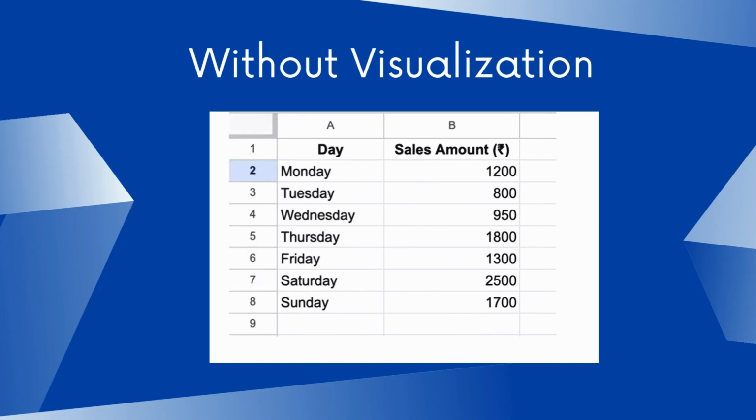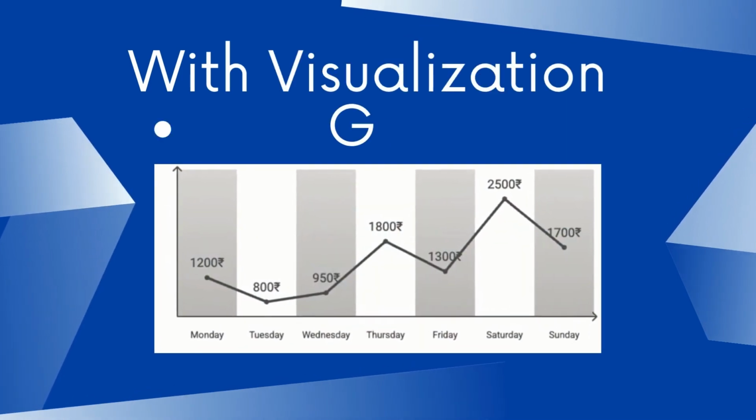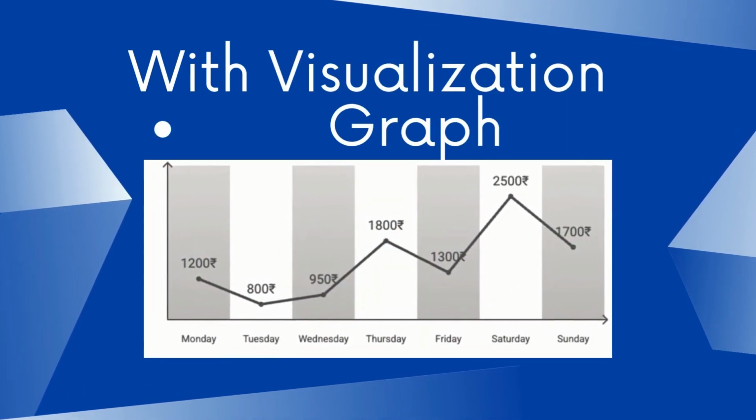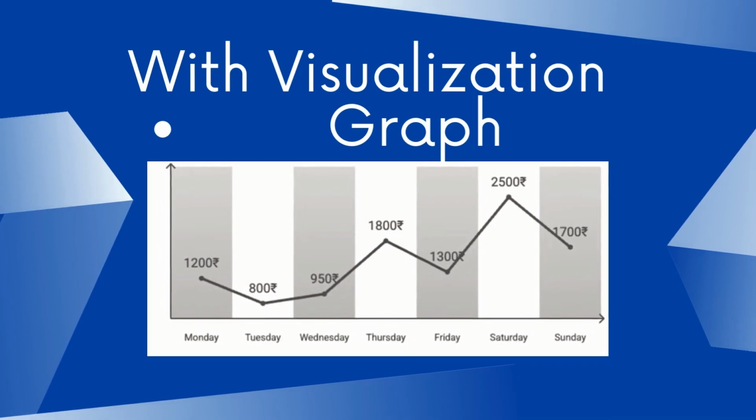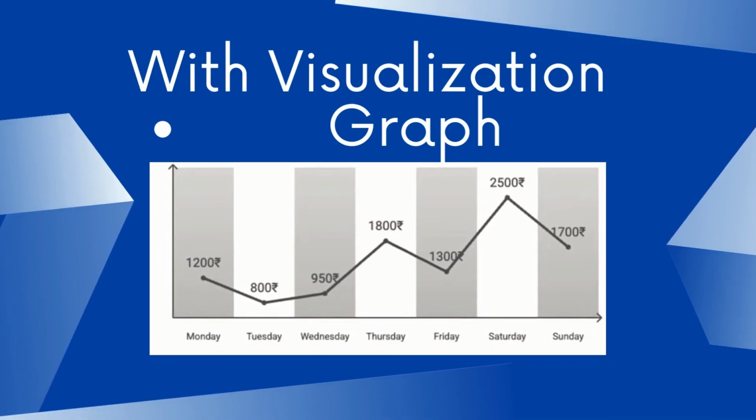It takes time. In the next one you can easily see it with the help of a graph. If we make a graph, you can easily see the highest point, which is 2500, and it shows that on Saturday the sales is highest. And how quickly we can see that, even if you have 70, 80 points and the data is very vast. The graph gives you the values easily.